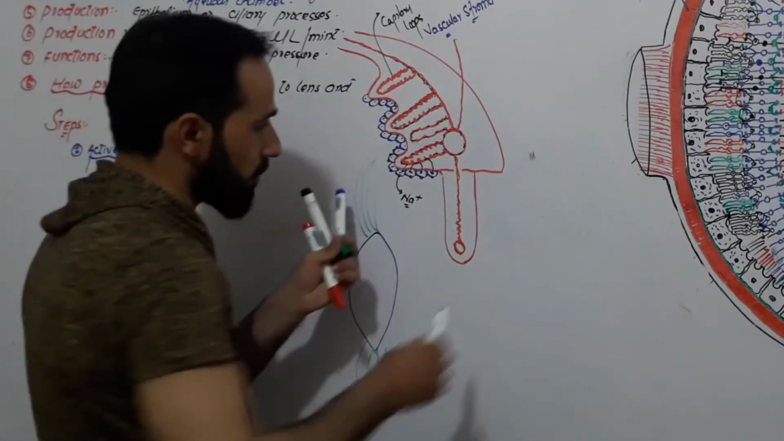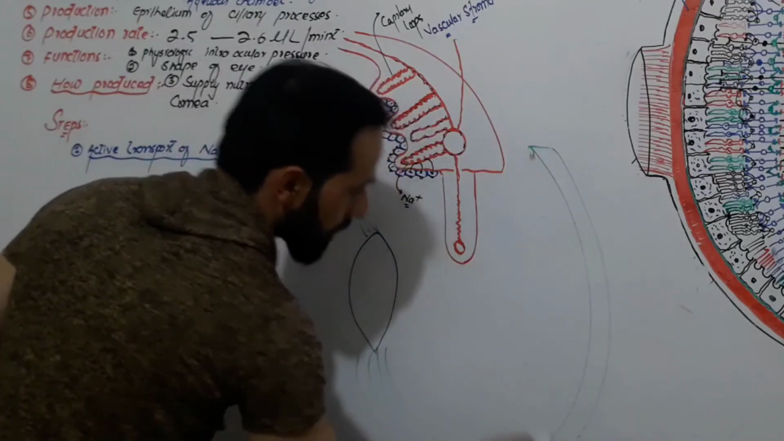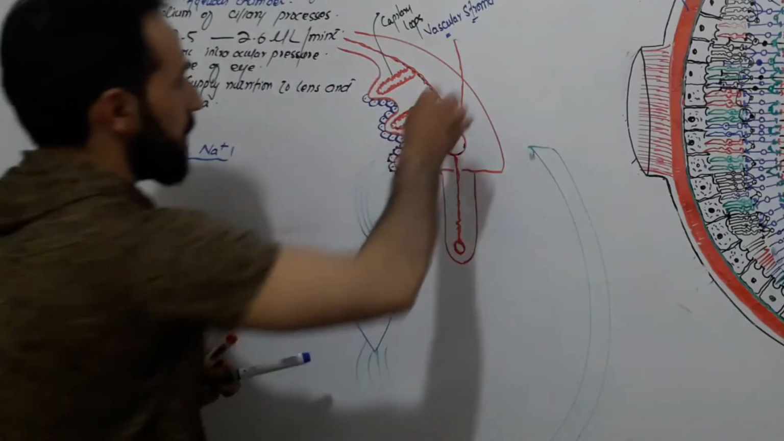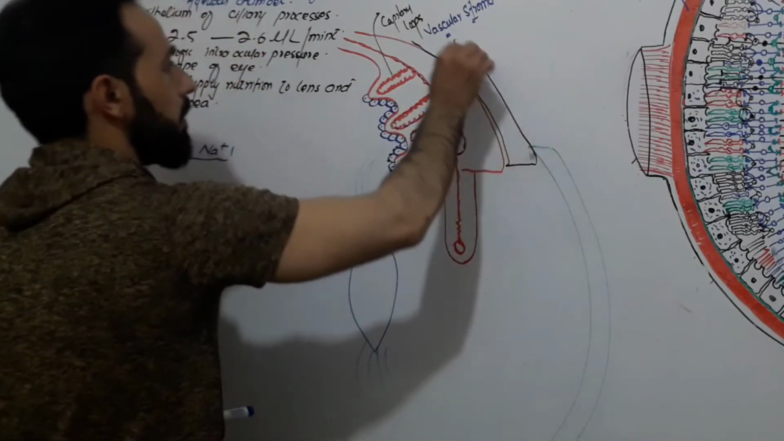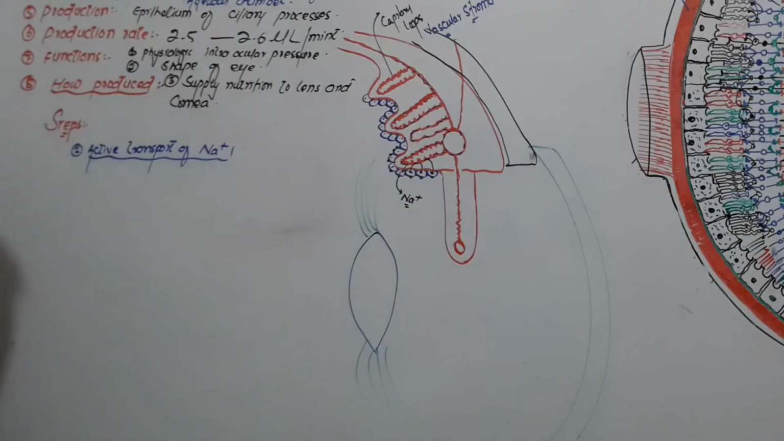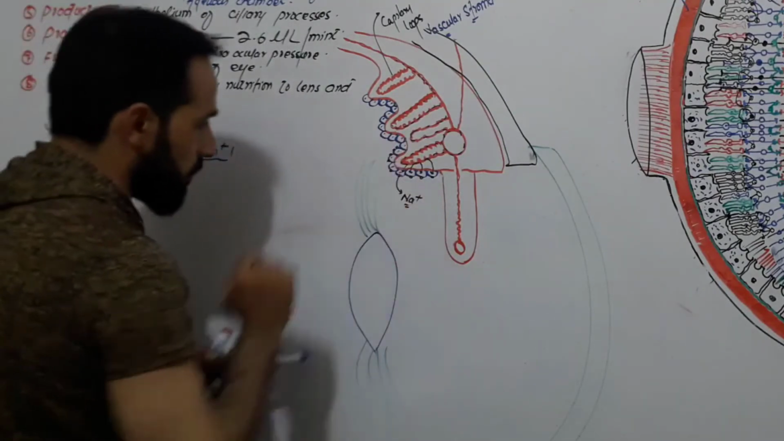You know, there is your cornea. This is your cornea, and here is your sclera. Let me complete my diagram. This is your sclera. Okay, so the first step is the active transport of sodium.